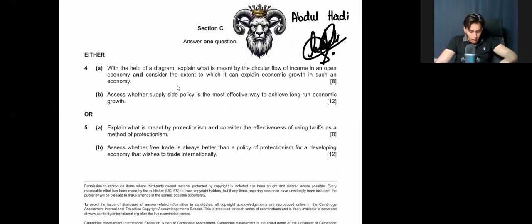Now, the last question: assess whether free trade is always better than a policy of protectionism in a developing economy that wishes to trade internationally. The question is asking whether free trade is always better than a policy of protectionism for a developing economy, an economy like Pakistan or Bangladesh that wishes to trade internationally. So the question simply is a fight between free trade and protectionism.